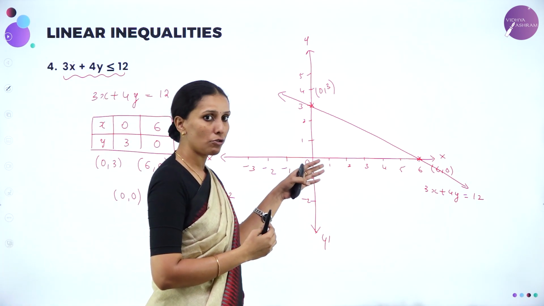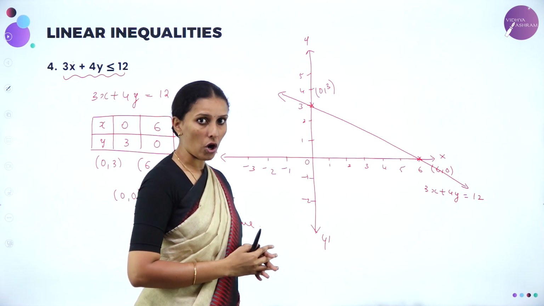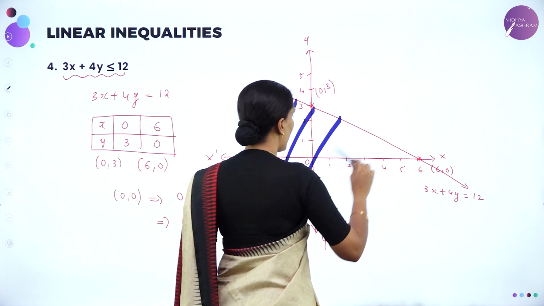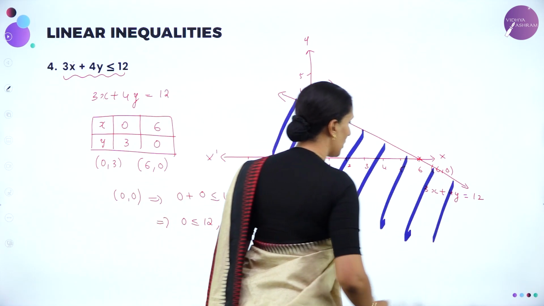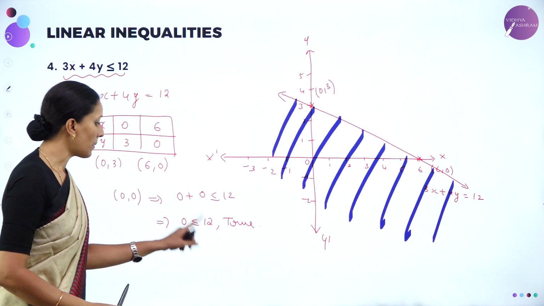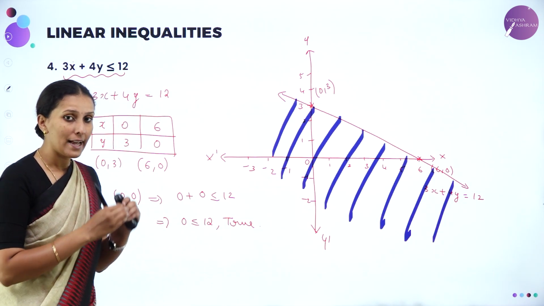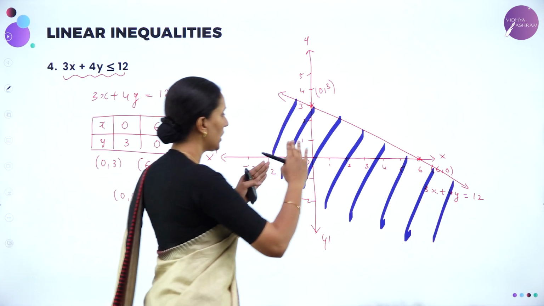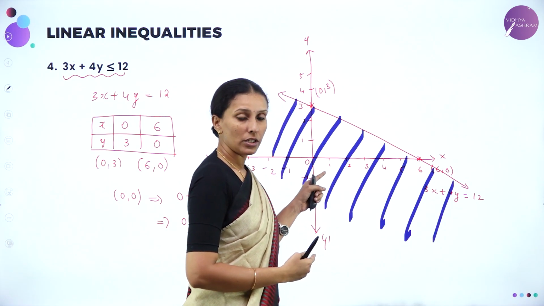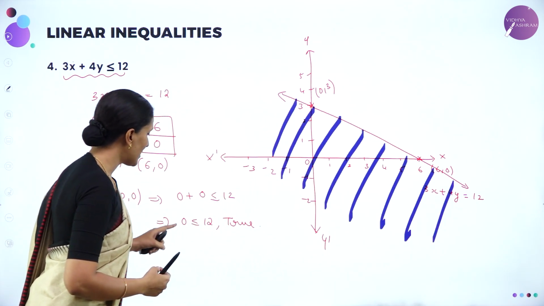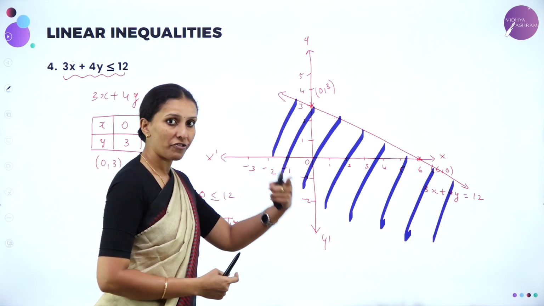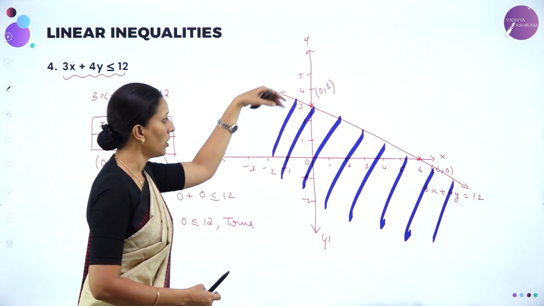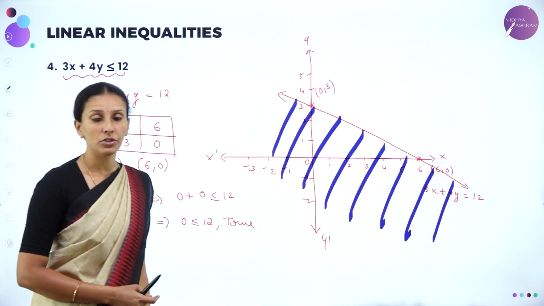So which will be my solution region? The region which contains the origin. Therefore I need to shade this region. This entire region is the solution region. Now if I get a false statement, I need to find the region which does not contain the origin, that is, the region opposite to the one containing the origin. Since my statement is true here, the origin is one of the solutions for the given inequality, and the origin lies in region 1. So region 1 will be the solution region.